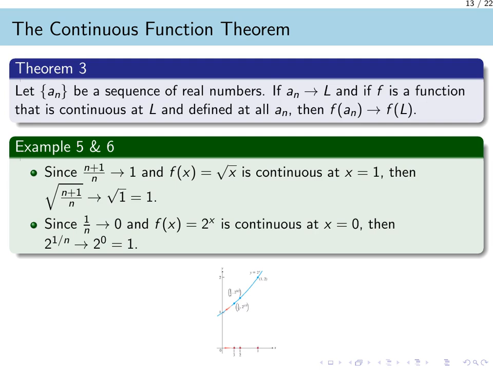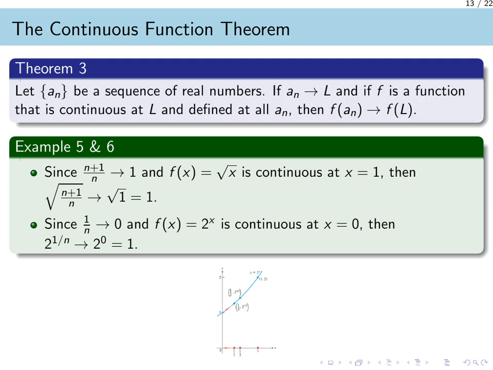This theorem provides a powerful tool for finding the limits of new sequences, especially when they are formed by applying a function to a sequence whose limit we already know. The continuous function theorem states that if a sequence, a sub n, converges to a limit L, and you apply a function f that is continuous at L, then the new sequence of function values, f of a sub n, will converge to f of L. Essentially, this means you can pass the limit inside a continuous function.